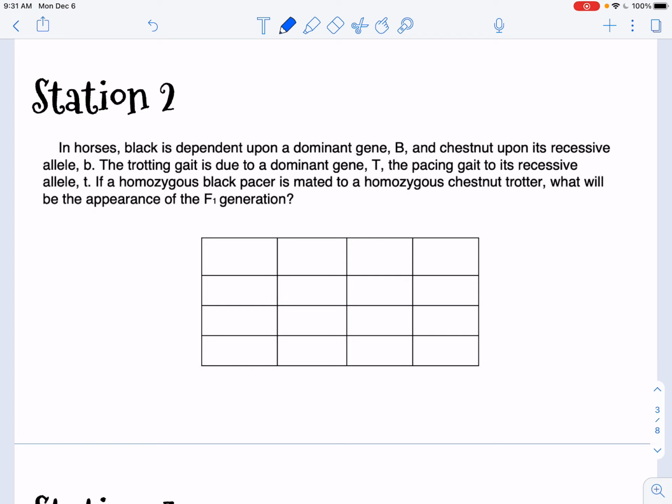So I've done an example and shown you how dihybrids work. Now I'm going to go through a few word problems. These are some station rotations that my kids had to work on. I'm just going to go through a couple of these just to give you an idea of how to actually do the word problems.